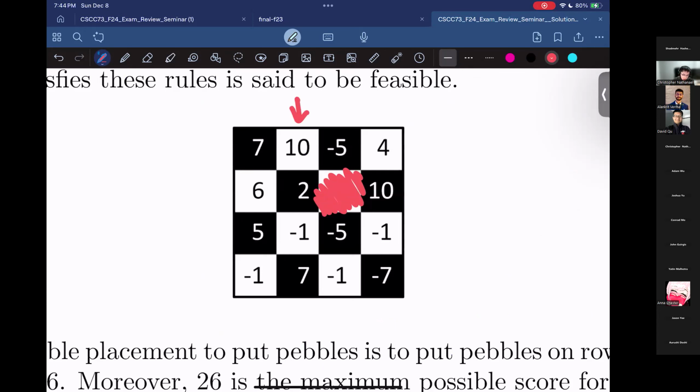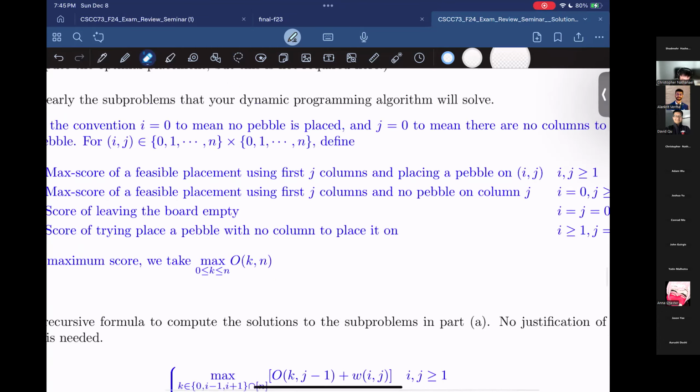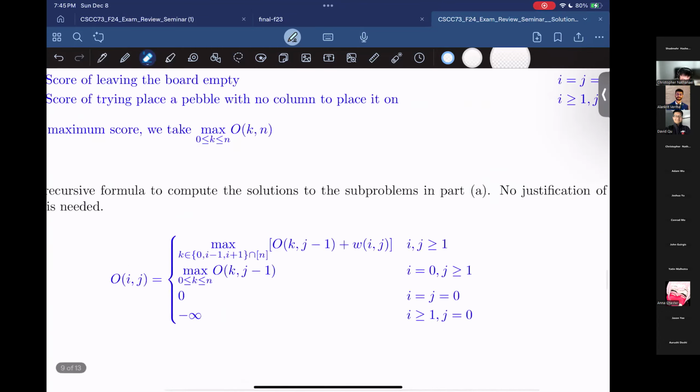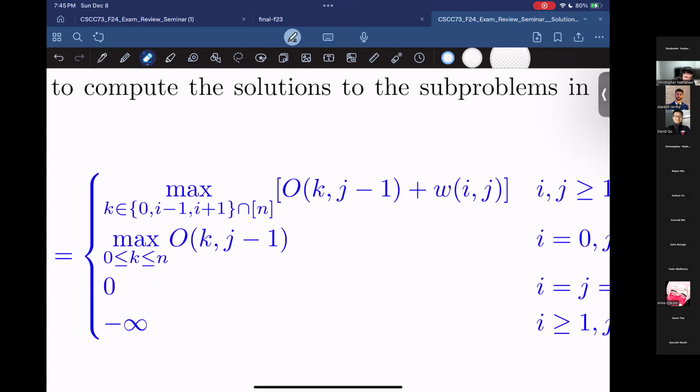It can, 1, either have a pebble over here, 2, have a pebble over here, or 3, have no pebbles at all, right? So it's the maximum from either not putting a pebble at all in the previous column, putting it at I minus 1, or putting it in I plus 1. The intersection with n in here makes sure that your I minus 1 and I plus 1 is still within the range.